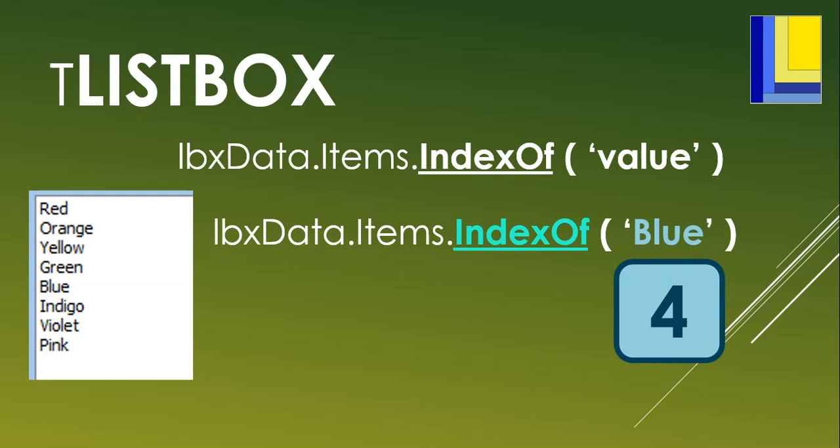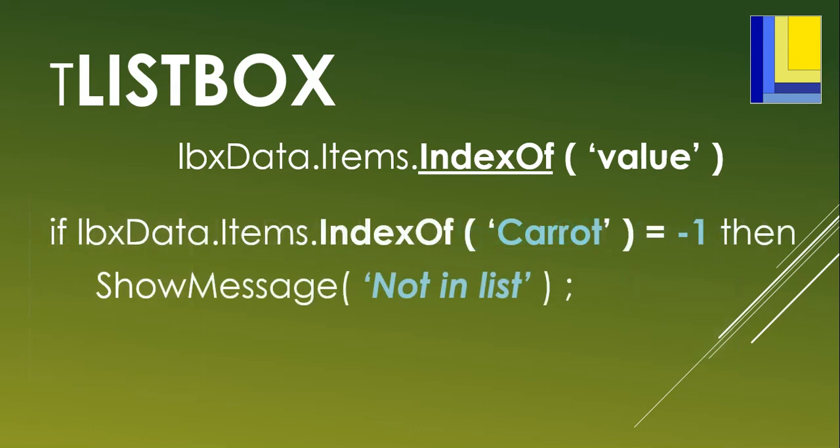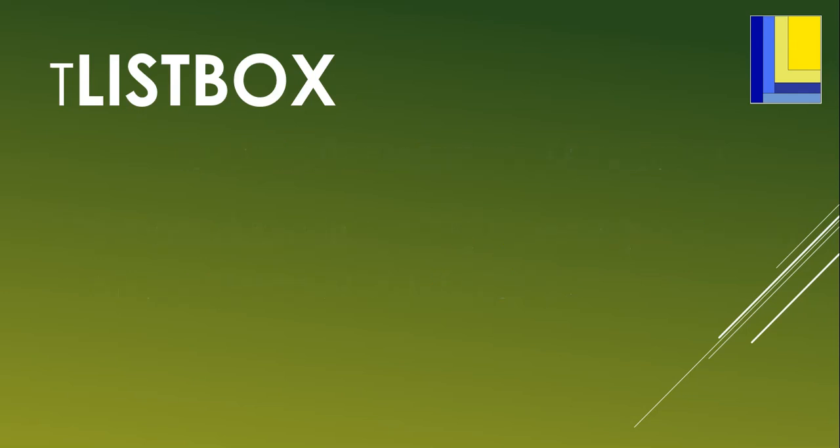So it sends back where it is in the list box, which is quite nifty, because if I want to search for carrot, do you know what it's going to return now? There is no carrot in my list box. It's going to return a -1. And this is very useful, because now I can do code like this. I can say, hey, if the IndexOf carrot equals -1, then you can say, hey, this item is not in the list. So it's a nice way to check if something is in the list or not, if you see if the IndexOf is a -1. So that's quite useful.